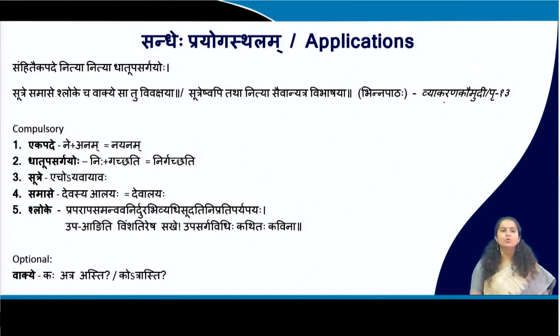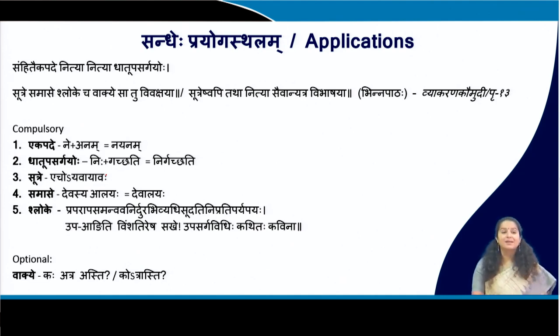By a certain sandhi rule, you will get nayana, which is the I. Then you have the dhatu sargayoho. So it is nihi plus gachati, nirgachati, compulsory again. Sutre, echo yava yavaha. You see, echaha, I, av, aya, and or I and av. These are all the combinations there, but we look at it when we come there.